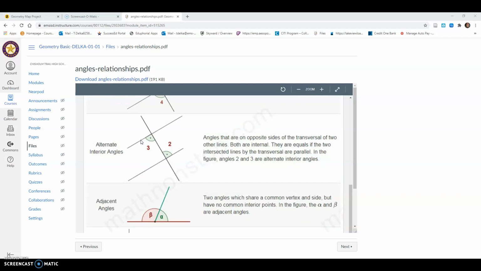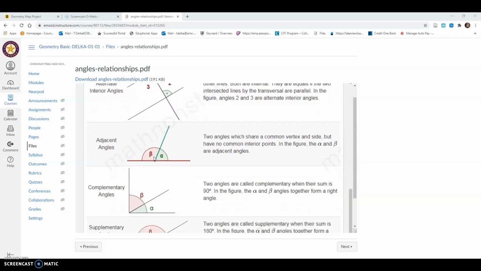Alternate interior. So now this is the opposite of exterior. It's inside the two lines right here. They're alternating because one is on this side and one is on that side of the transversal line. And interior because they're both inside the two lines.